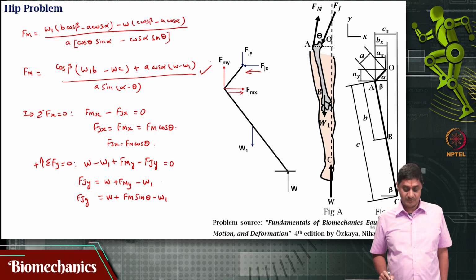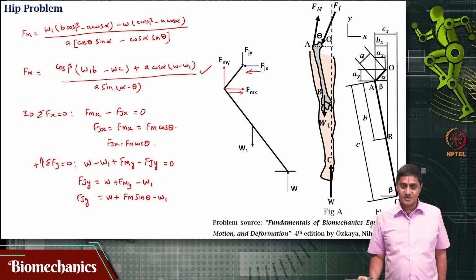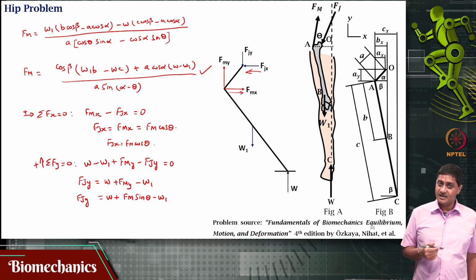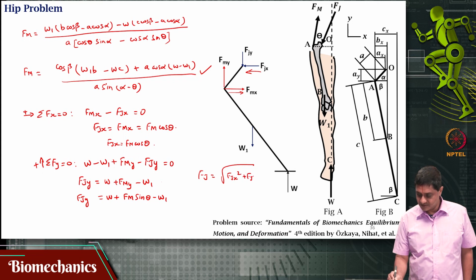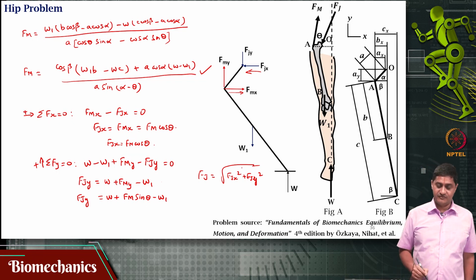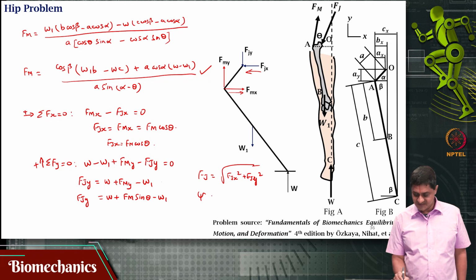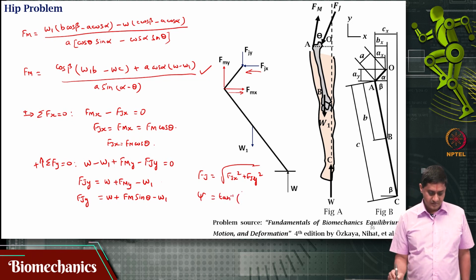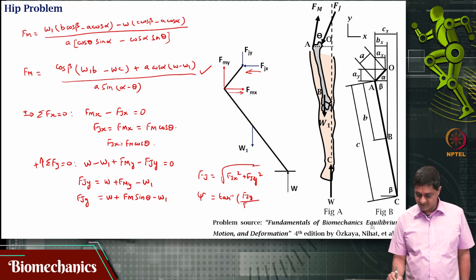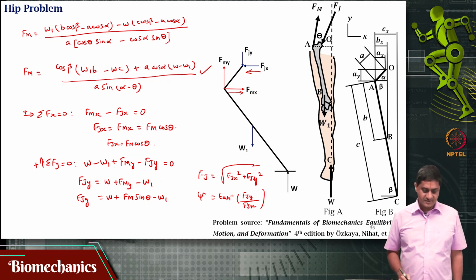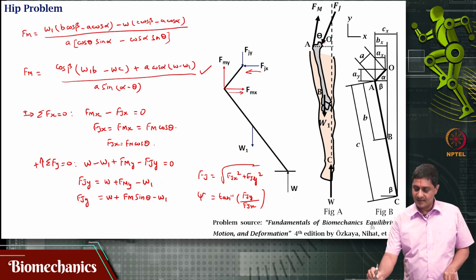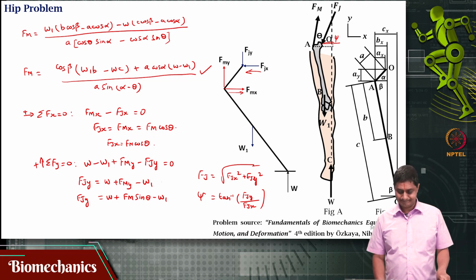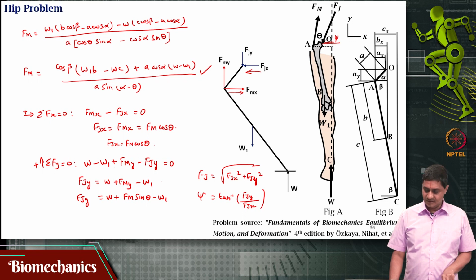Remember, this is Fm. Substitute this value of Fm in your Fjx and Fjy equations. Then you will find Fjx and Fjy. What is Fj? Fj itself is square root of Fjx squared plus Fjy squared, is it not? This is the value of Fj, and the direction that it is acting along is some psi, which is tan inverse of Fjy by Fjx. This is the angle that Fj makes with the horizontal. Psi is that angle. Simplify for this and you will find the value of Fjx and Fjy.